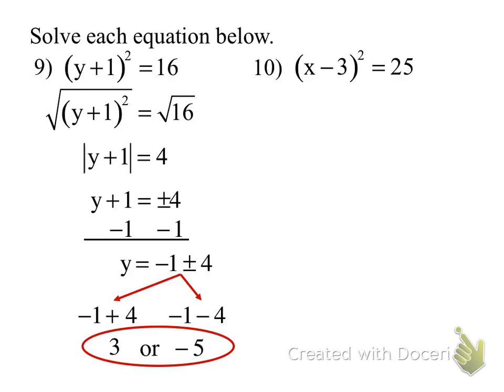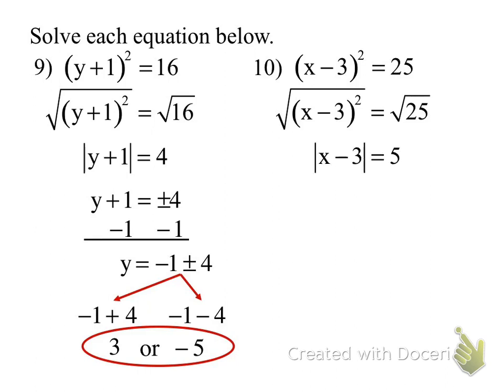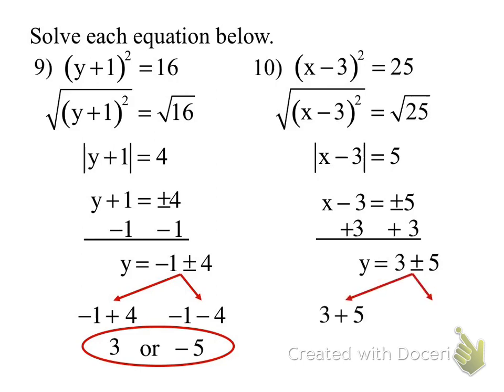Okay, pause the recording, try the next one on your own. What do I do? Who wants to do this one? Okay, Fiona, nice and loud. You root both sides, and then the square root is absolute value of x minus 3 equals 5. And then it's x minus 3 equals positive or negative 5. You add 3, x is equal to 3 positive or negative 5. And then you get two different answers: 3 plus 5 or 3 minus 5, which is 8 and negative 2. Perfect. And so, questions there?